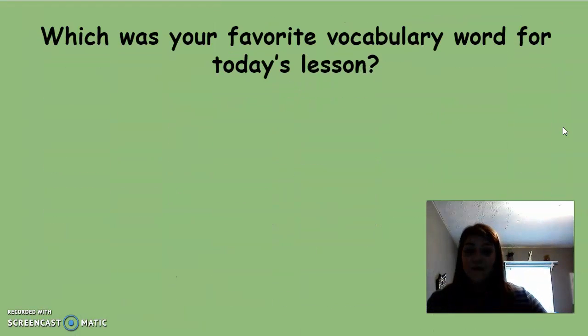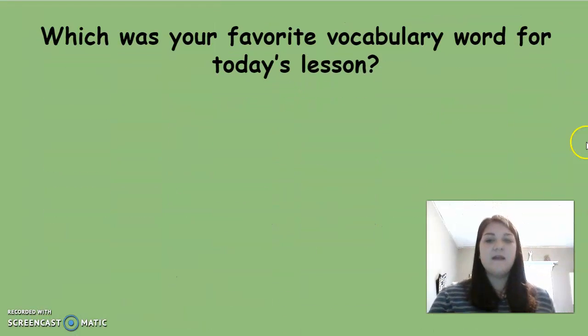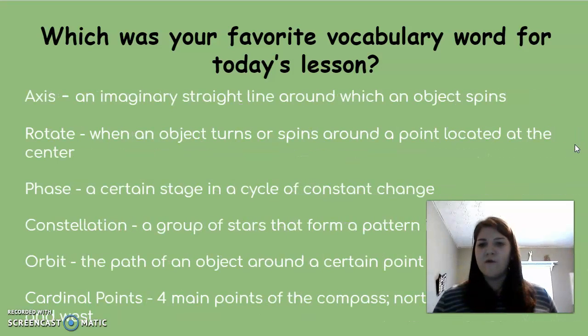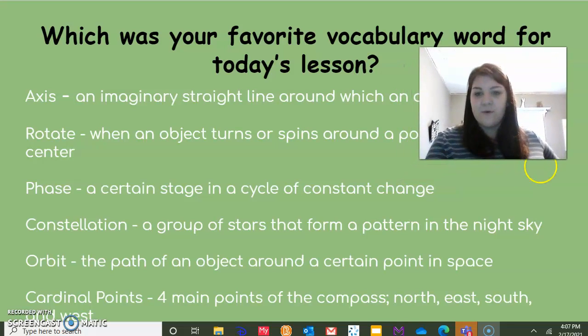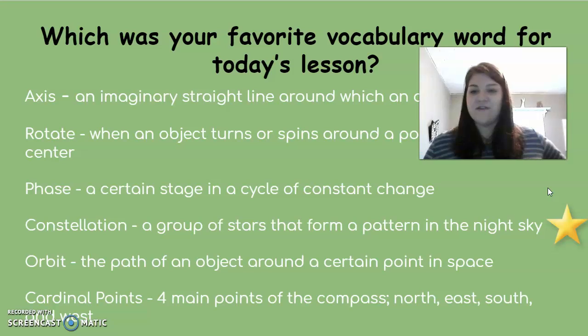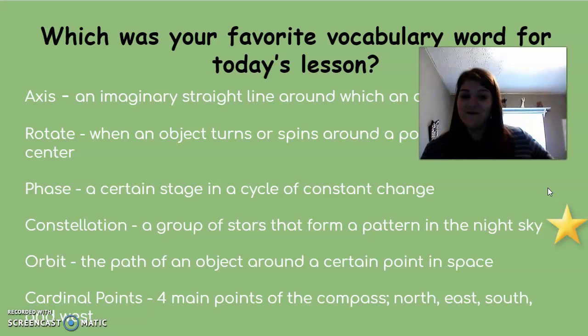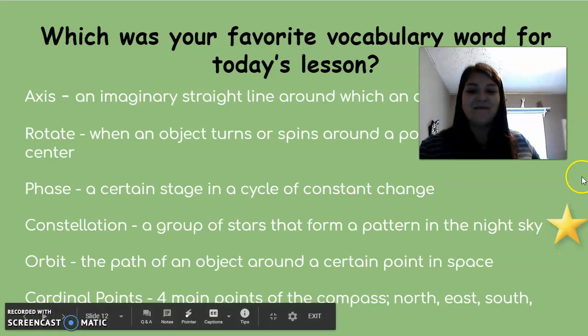What was your favorite vocab word for today's lesson? So just remember, we'll run over them real quick. We've got the axis, rotate, phase, constellation, orbit, and the cardinal points. Remember that, the points on the compass. So, of course, I had to pick which one was my favorite. And for today's lesson, constellation was my favorite because I love constellations. I think they're so cool, and it was definitely my favorite.